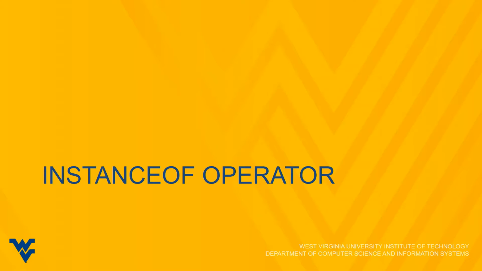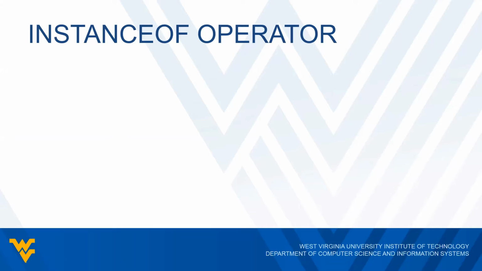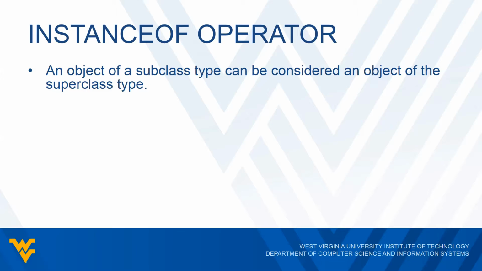We're now going to take a look at a new operator, which we call the instanceof operator. What we've seen up to this point is that an object of a subclass can be considered an object of a superclass. We just do this by having a reference variable of the superclass, and it can point to either an object of the subclass type or an object of the superclass type.